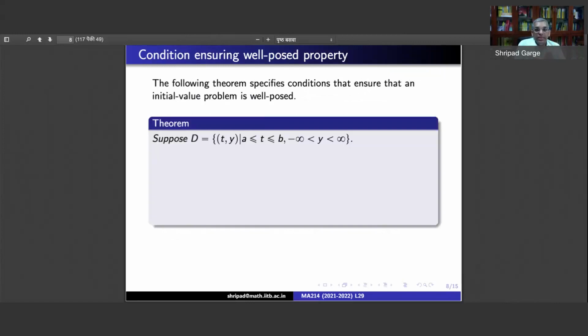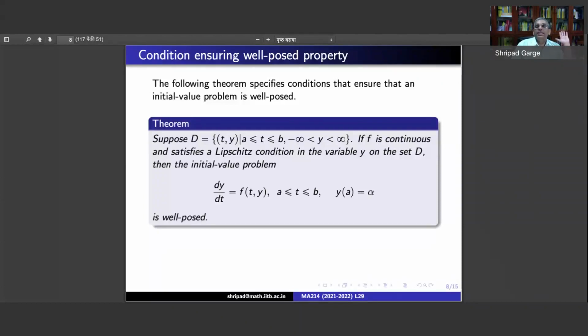Suppose our D is again given as above. It's the vertical strip which goes from a to b on the x-axis, and then the y values are assumed to be any real number. If you have a continuous function f which satisfies the Lipschitz condition in the variable y on the set D, then the initial value problem is well posed. So this is the second instance that the Lipschitz condition has shown up.